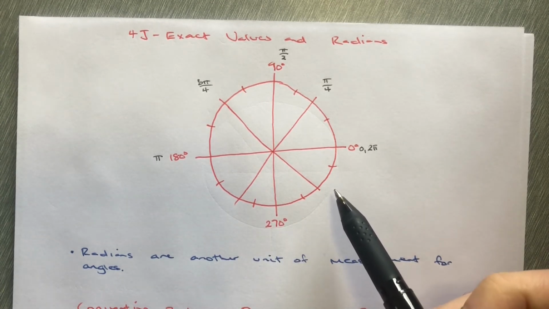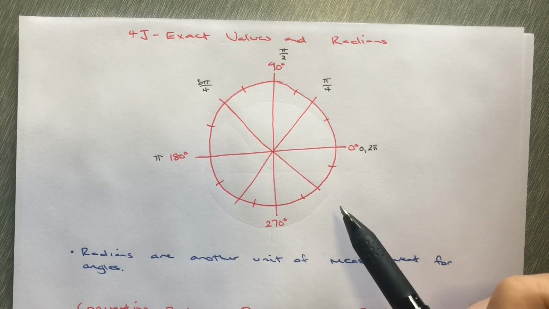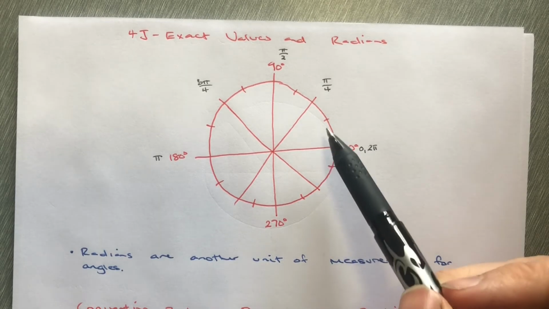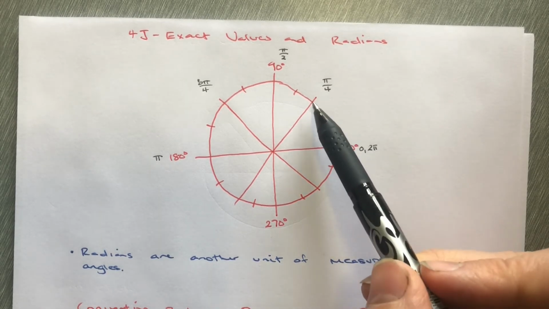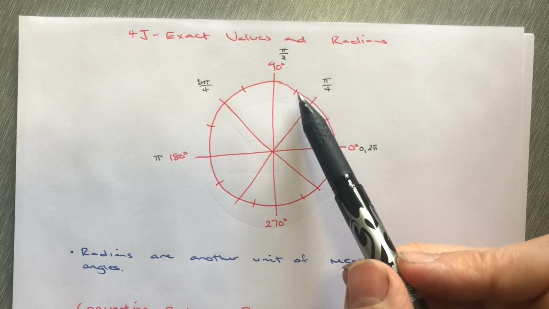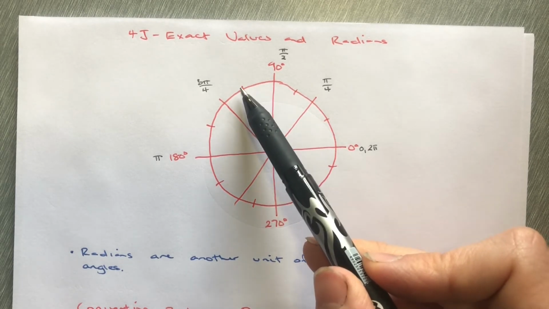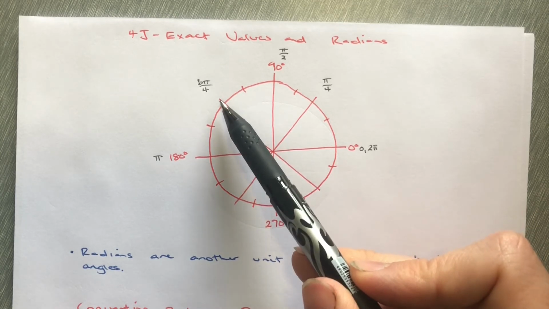When you get into year 11 and 12, they don't really ask you questions about any angle. They're only going to ask you questions about specific ones. So those angles are 30 degrees, 45 degrees, 60 degrees, 90 degrees, and multiples of those numbers. So we could get 120, 135, etc., all the way around.